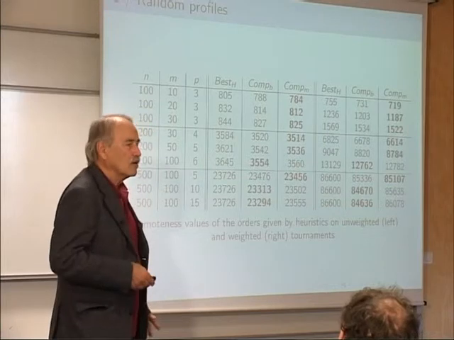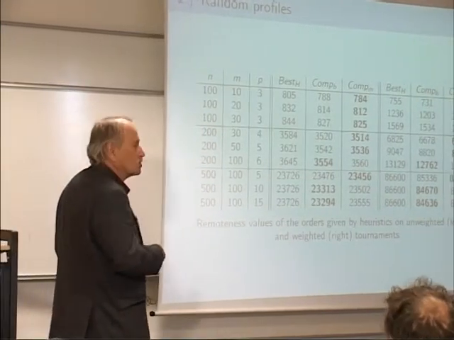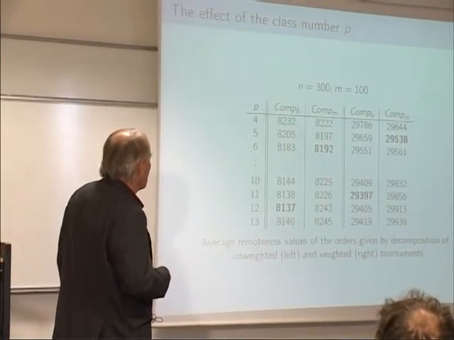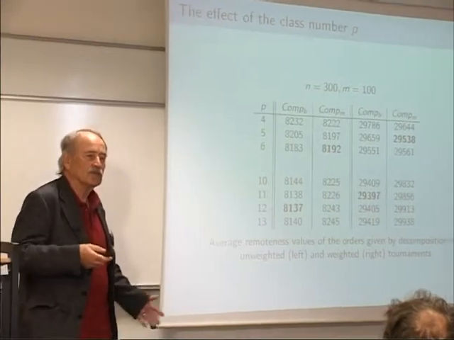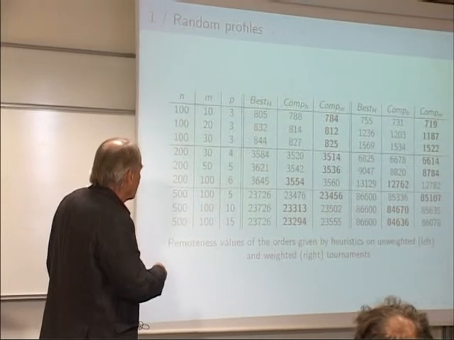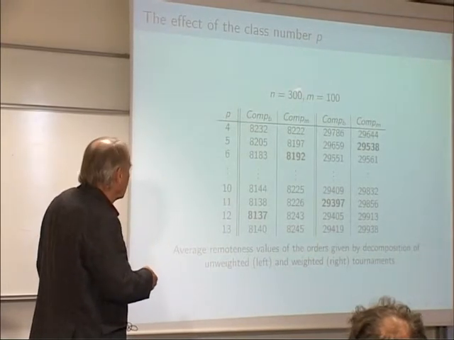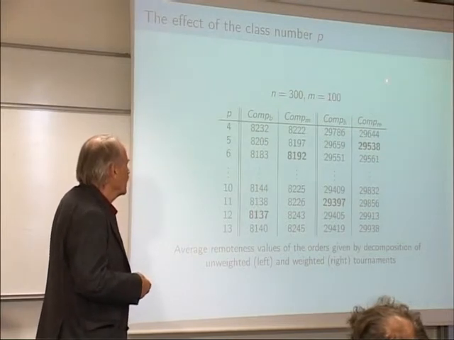So mainly, it is a good idea to make this decomposition. What is the effect of the number of classes? Because I don't know it, I take just some values to see, and systematically I can look at it for n equal 300 and 100 orders.